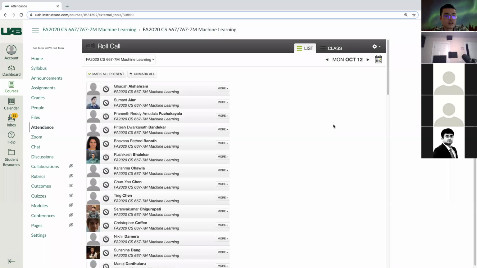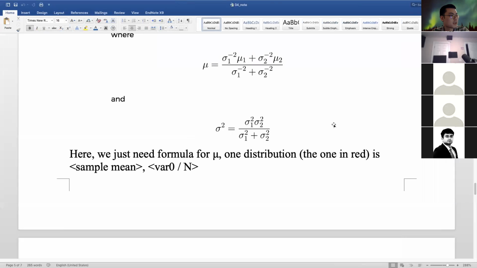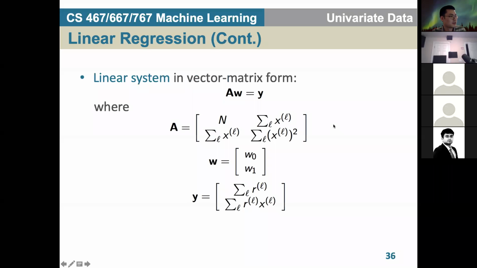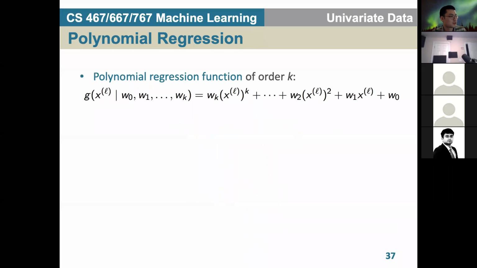Before we take attendance, maybe some students are not back yet, but we cannot wait. We are behind schedule. Let's continue a little bit. Maybe we finish two more slides and then we take attendance. Okay.